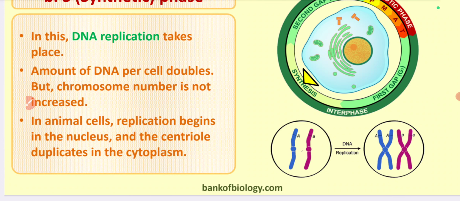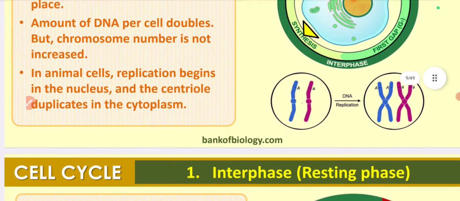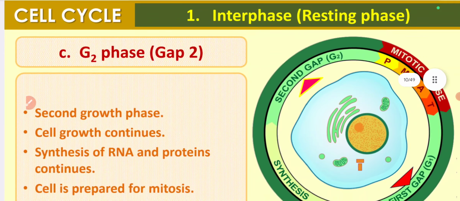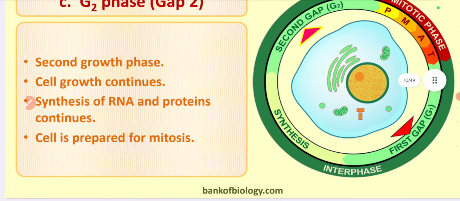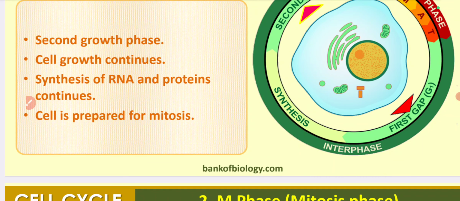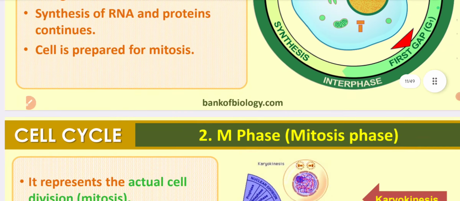You can see in this diagram. Next is your next phase, that is G2 phase. G2 phase or gap 2 phase is the second growth phase. Cell growth continues, synthesis of RNA and proteins continues, and the cell is prepared for mitosis. Okay, it occurs in the G2 phase.